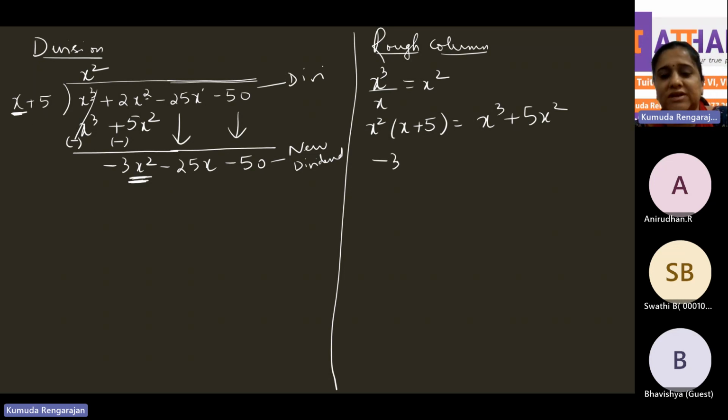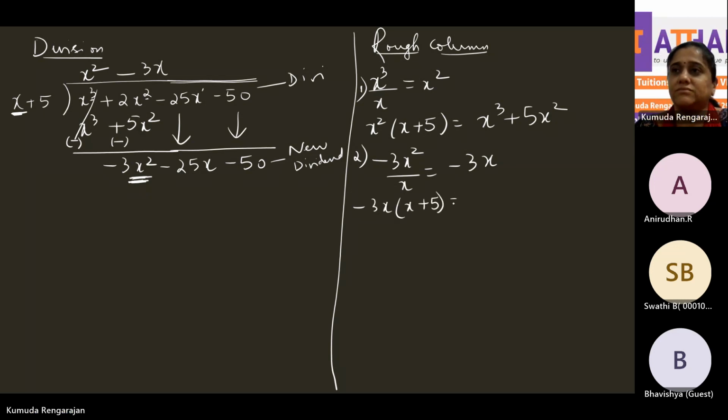So minus 3x squared. This is the first step, this is the second step. That will be minus 3x squared divided by x, which is minus 3x. That's the second term in the quotient. Now multiply that minus 3x with the divisor x plus 5. So you'll get minus 3x squared minus 15x.